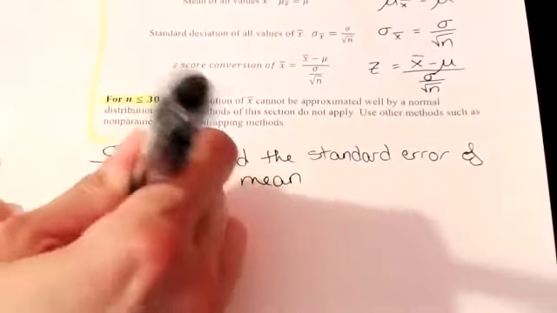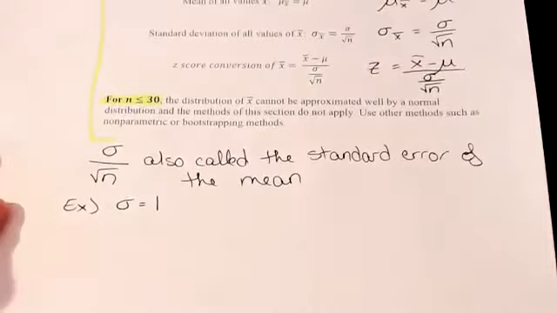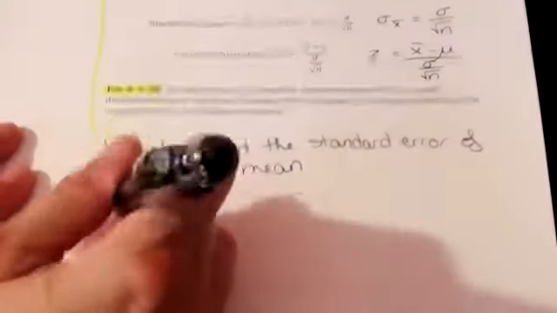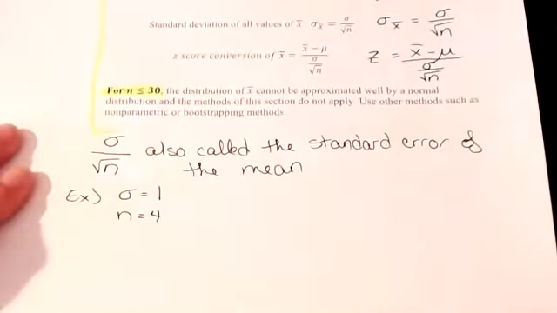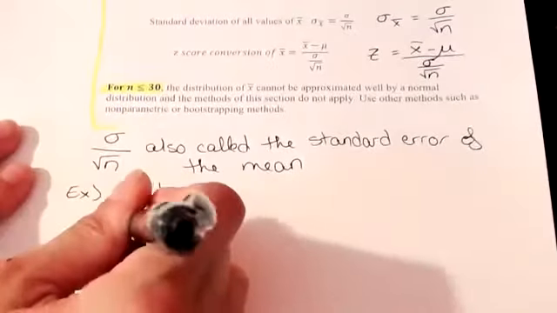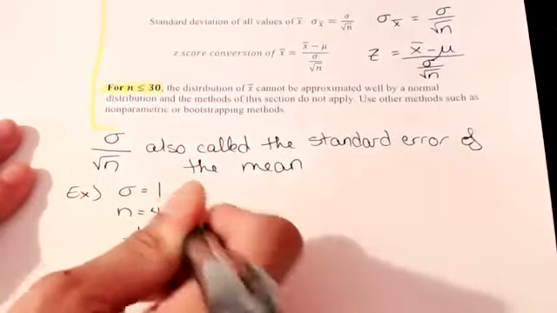What if I told you that the standard deviation was 1? Well, if I had, let's say, only 4 people in my sample, then the standard error is 1 over square root of 4, which is the same as 1/2.